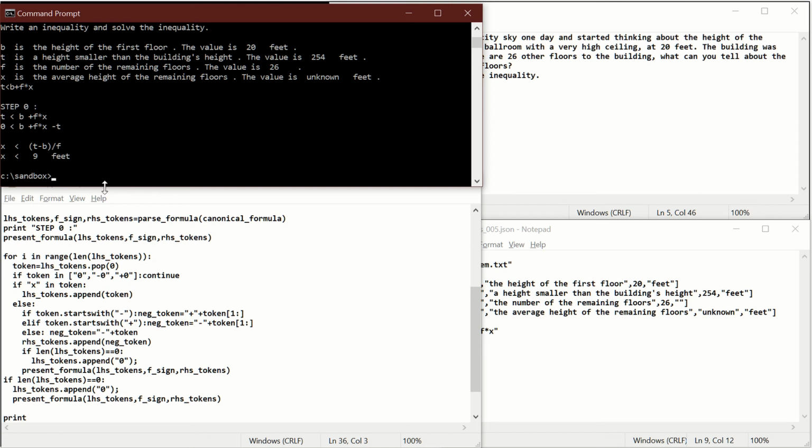Next lesson we'll move into writing the same algorithm for the right hand side tokens.